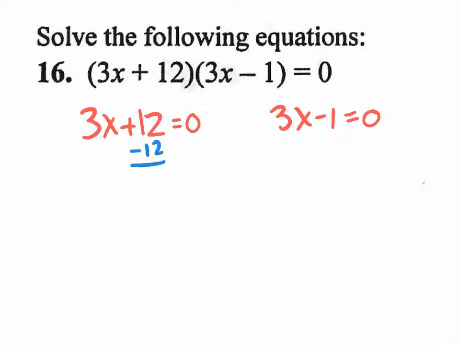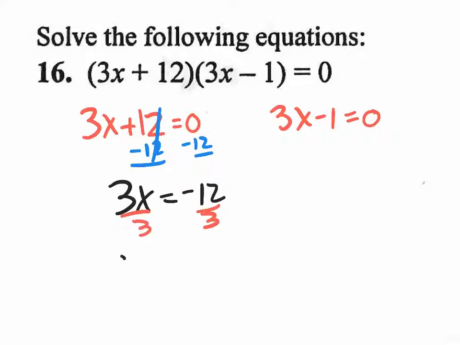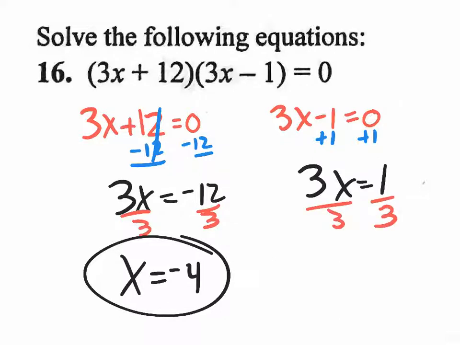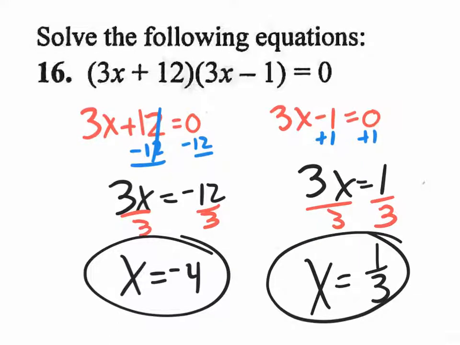So minus 12, you will get 3x equals negative 12. Final step would be to divide by 3, divide by 3. So x equals negative 4, and that is one answer. The other answer, add 1, you will have 3x equals 1. Final step is to divide by 3, divide by 3. So x equals 1/3 is the other answer.